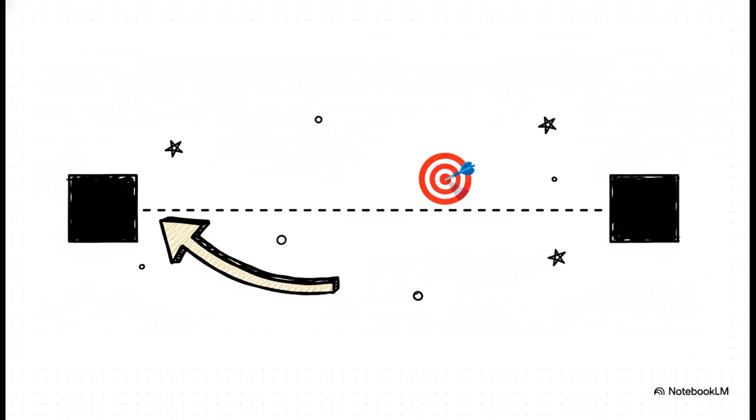We can run the exact same playbook in reverse for roots. Let's estimate the square root of 54. We know the perfect squares nearby are 49, which is 7 squared, and 64, which is 8 squared. 54 sits nicely right between 49 and 64. And since 54 is a bit closer to 49, our estimated root is roughly 7. Take that, calculators.